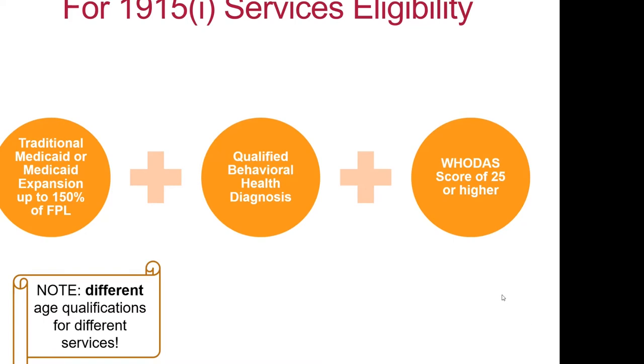When you think about who it is that you're going to serve, who you want to serve with your agency, you're thinking about all of these different eligibility pieces. This is an and, not an or. So if I'm traditional Medicaid, but I don't have a behavioral health diagnosis, or I don't have a high enough WHODAS score, I'm not eligible. I have to have both the Medicaid enrollment, I have to have the qualified behavioral health diagnosis, and I have to have the assessment on the WHODAS that says a person qualifies at 25 or higher. Next slide, please.